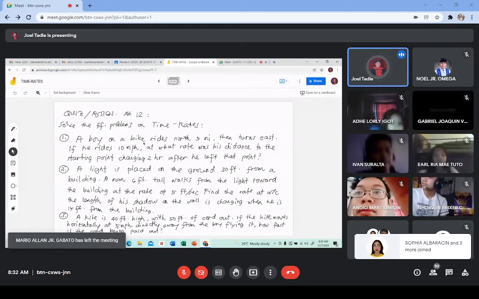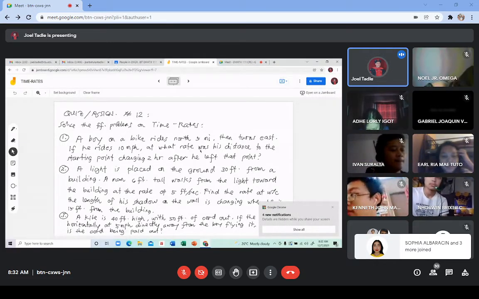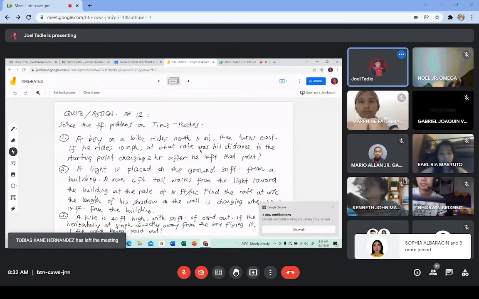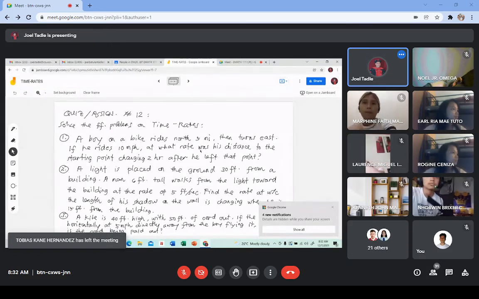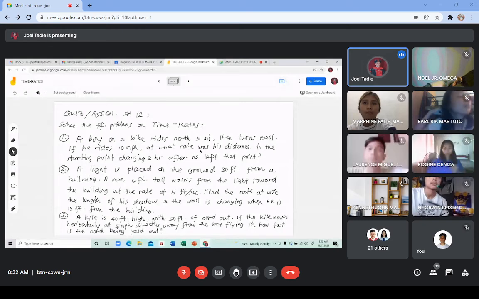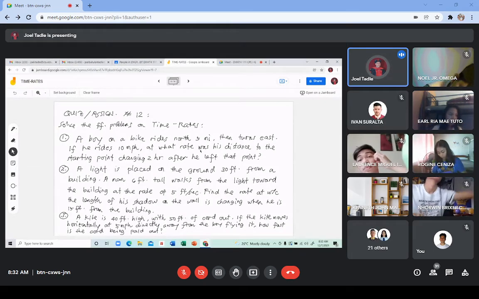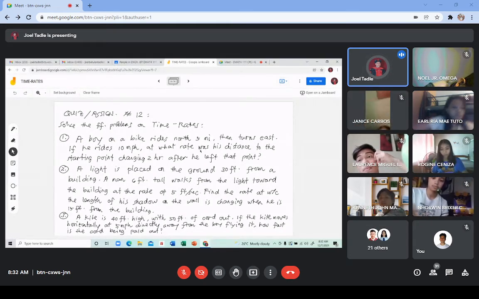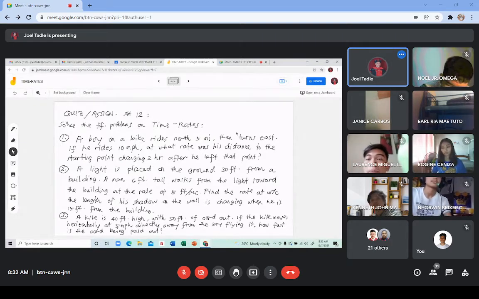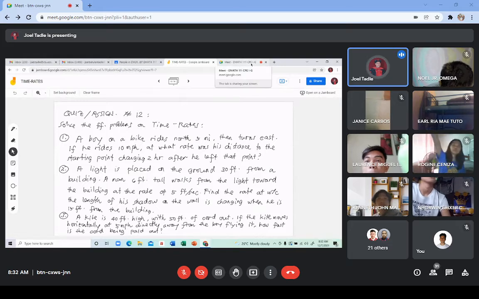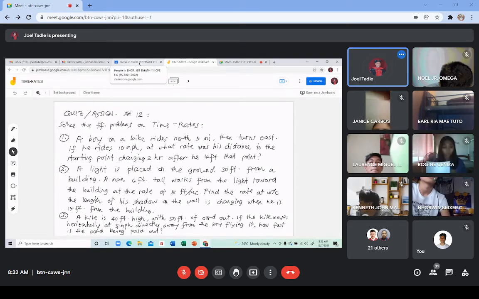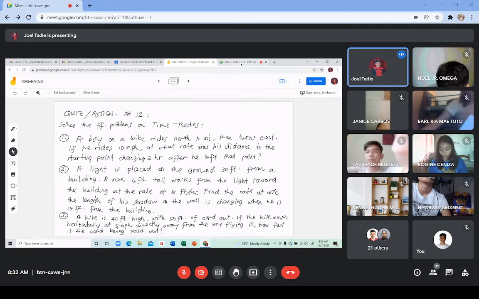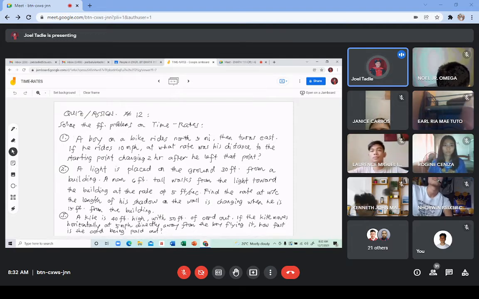A boy on a bike rides north 5 miles, then turns east. If he rides 10 miles per hour, at what rate was his distance to the starting point changing 2 hours after he left that point? Okay, so atong tanawon kung nasabtan ba ninyo ang ato ang lesson karon, no? So, screenshot ni palihog, guys. Then solve number 1 today.